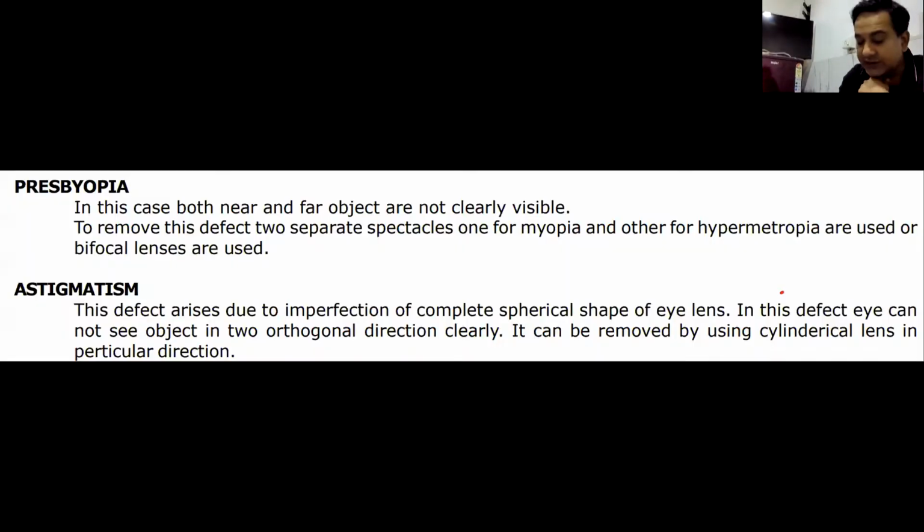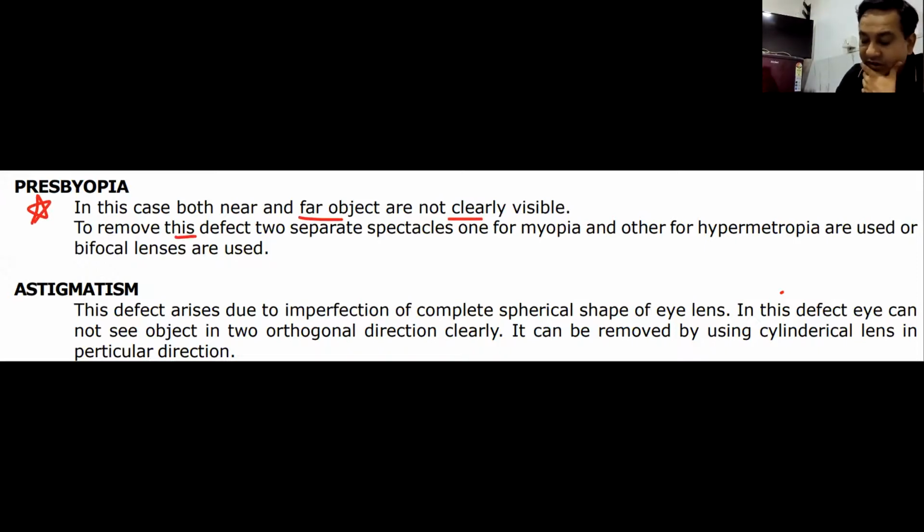Then comes the case where I can't see far objects, I can see near objects, which is the case with my mom, I guess. She uses a bifocal lens. One is for treating her myopia, and the other one is for treating her hypermetropia. That condition is known as presbyopia. She has presbyopia. I just came to know now. In this case, as you can see on your screen, both near and far objects are not clearly visible.